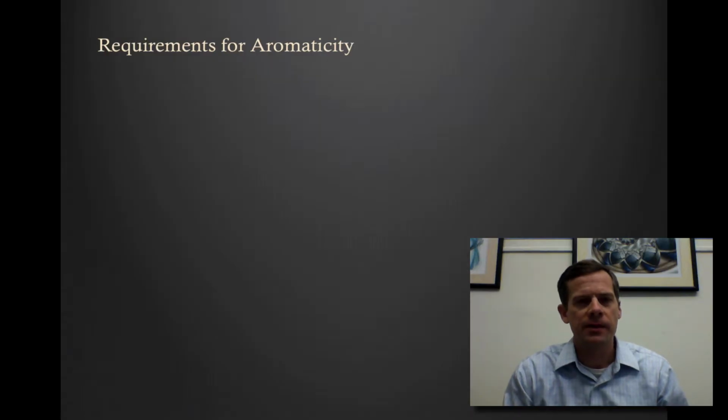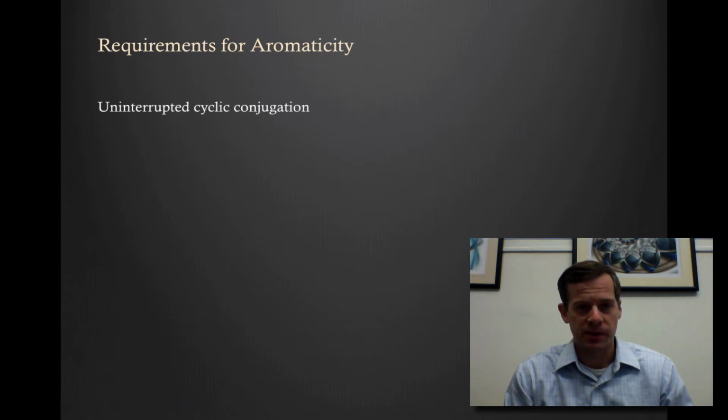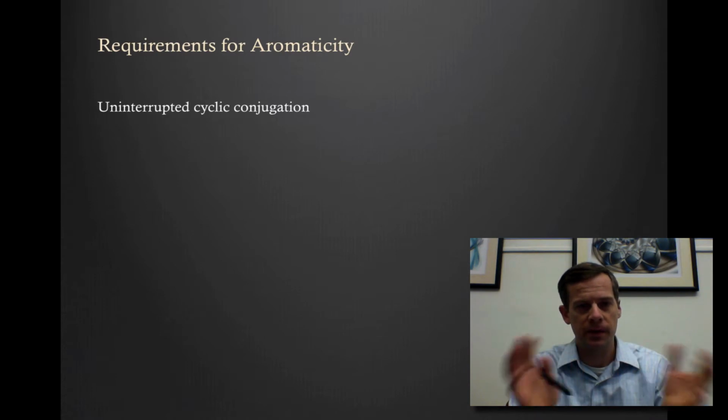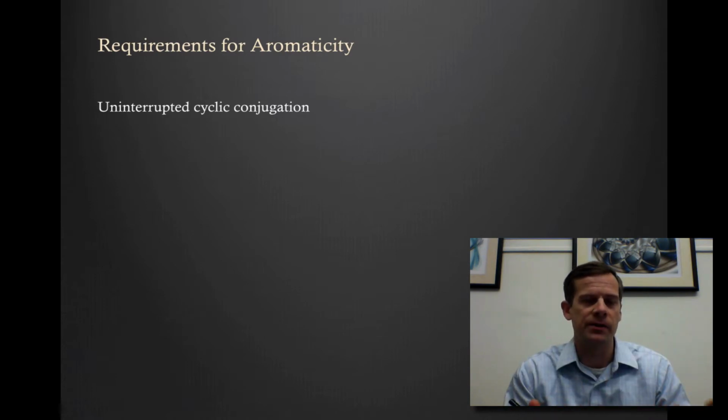Okay, so in this video we're going to dive a little bit deeper into the requirements for aromaticity to see if we can understand this in a much more detailed way. So what you need to get to aromaticity are several things. The first thing is uninterrupted cyclic conjugation. Okay? So that's something that we sort of touched on in the last video, where you need basically a p orbital at every single carbon of your aromatic ring.